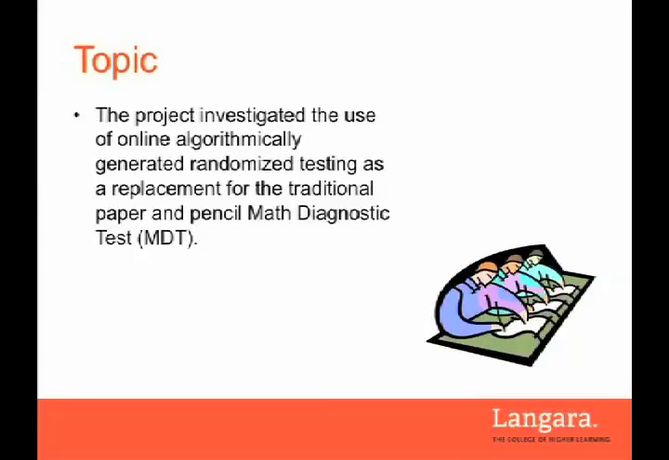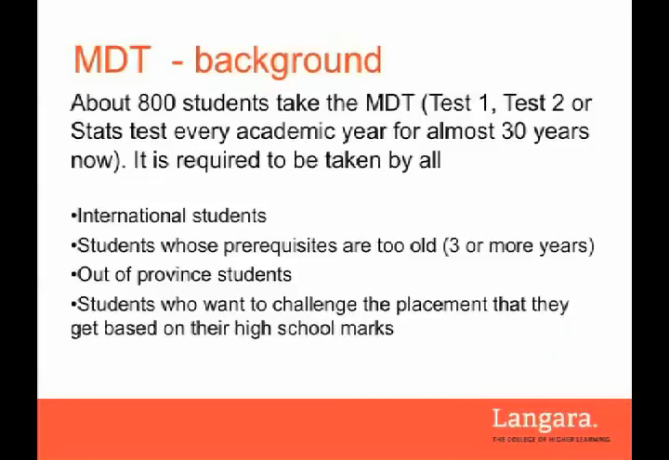So let's call it MDT from now on. What is MDT? About 800 students every year have to take MDT. The students are chosen, well, they're not chosen. They have to be the ones who cannot qualify some other way. And so they are usually international students, out-of-province students, students whose prerequisites are stale, which means 3 years or older, and then also some students who would like to challenge where we want to place them.